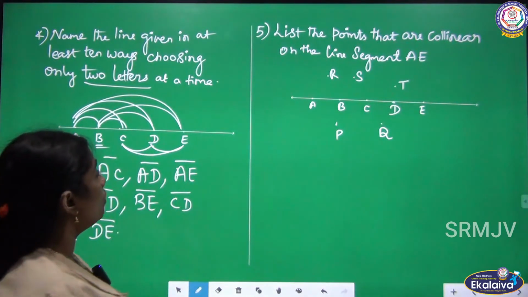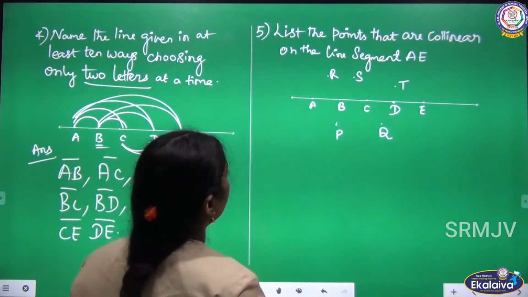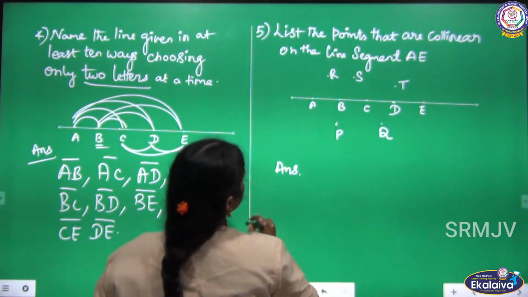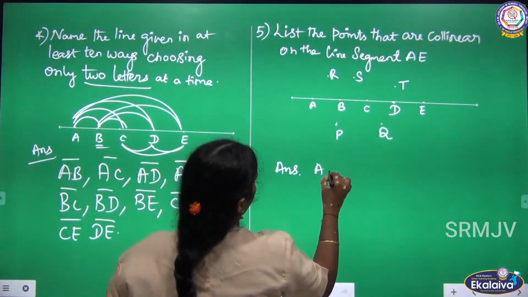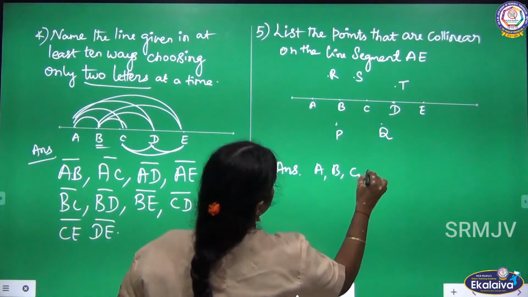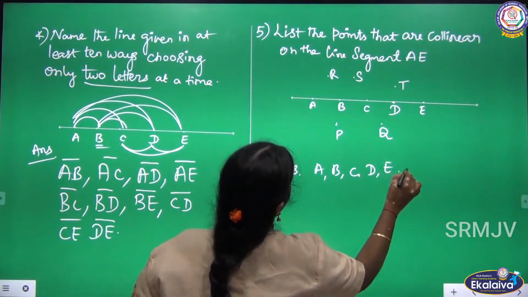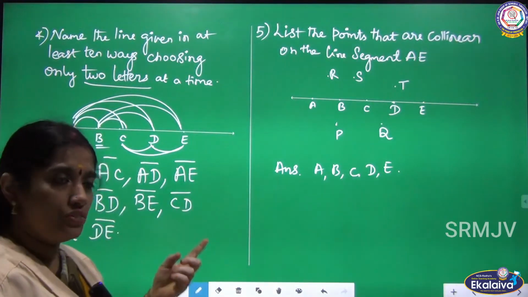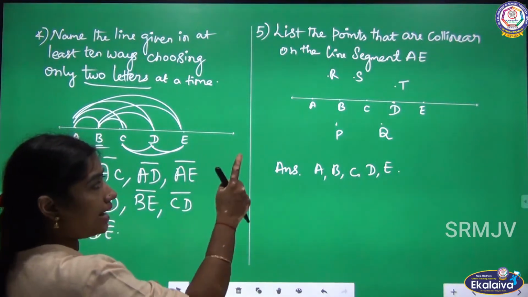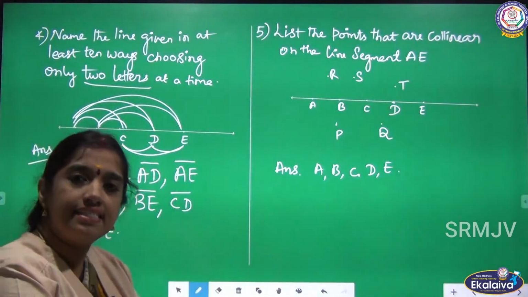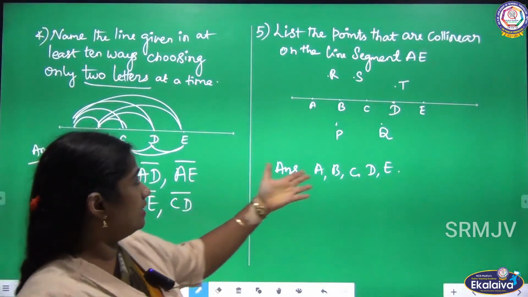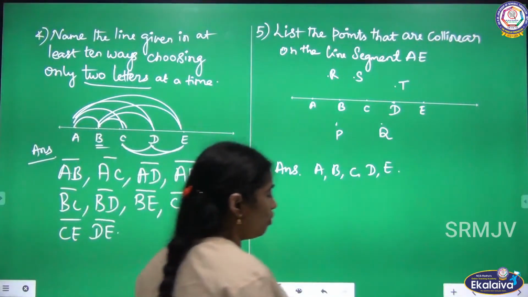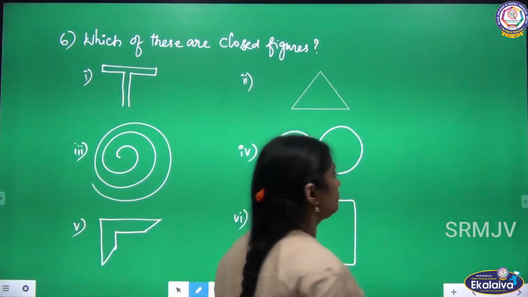Got it? So, list the points that are collinear on the line segment AE. So, what are the points? A, B, C, D. These are the points which are lying on the straight line. R, S, T, P, Q are exterior, so I cannot write them to be collinear. Can you clear this, children? Shall I move on to the next one?